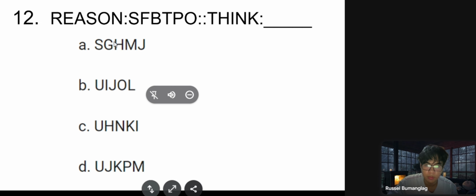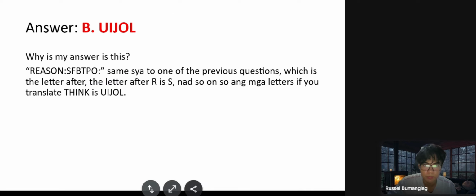So 12, reason is to SFBTPO and think is to what? A, SGHNJ, B, UIGOL, C, UHNKI, or D, UJKPM. So my answer is B, UIGJOL. So reason is to SFBTPO. Same siya to one of the previous questions. I think it was number 1. Which is the letter after?